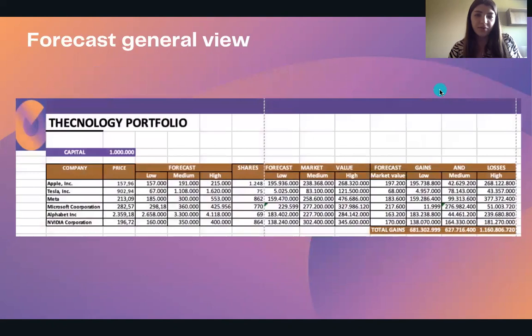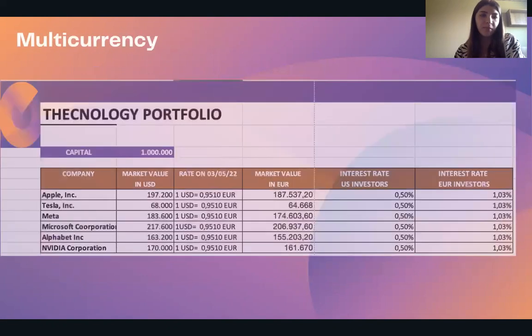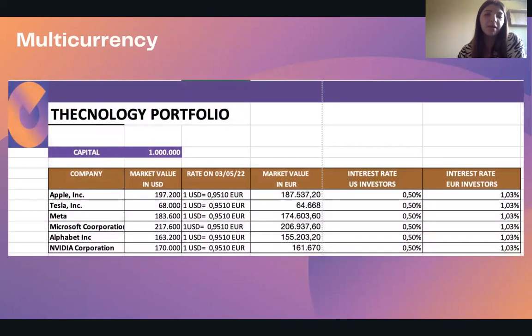With regard to the forecast, we have here basically that in a 1 year investment, there will be no losses for our investor. And with regard to the currency, since these companies are located in the US, they trade in dollars, so we make the change to euros. Here we can see that the interest rate for our European investor will be 1.03%, even though the interest rate of the US investor is 0.15%.